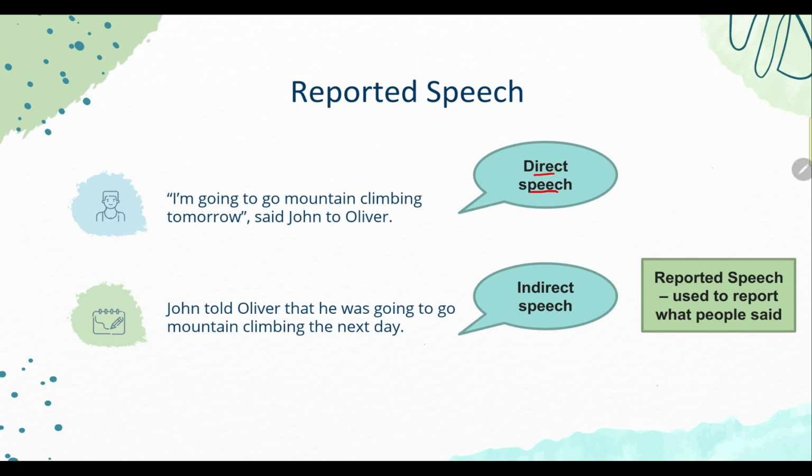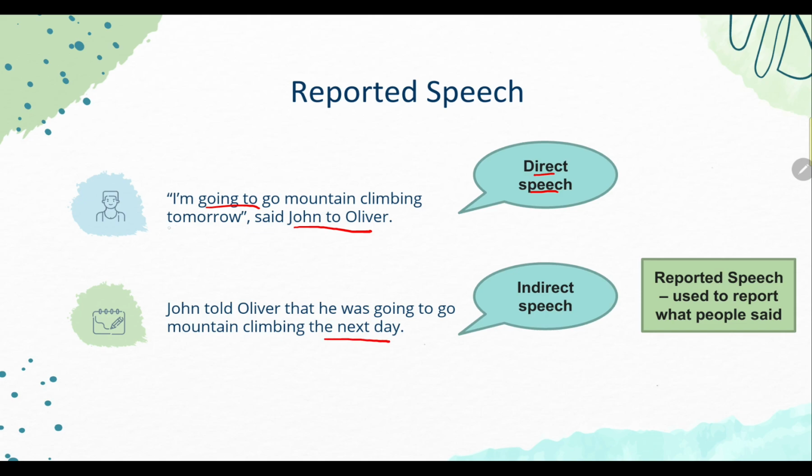Okay, direct speech means kita sampaikan sesuatu secara direct lah. Okay, secara terus, tidak ada pengantara. Meanwhile, we can change the dialogue into an indirect speech or a reported speech. And when we change it, the reporter will put the subject in front. Okay, John told Oliver that he was going to go mountain climbing the next day.